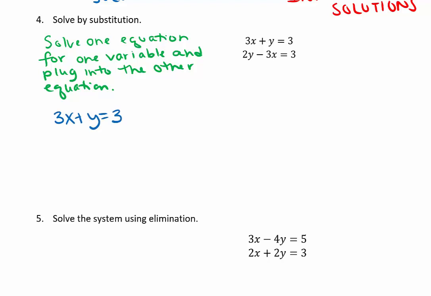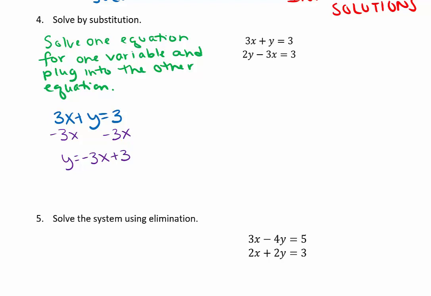I'm going to start with the first equation, 3x plus y equals 3. I'm going to solve this equation for y, and I can do that by subtracting the 3x. So y equals -3x plus 3.